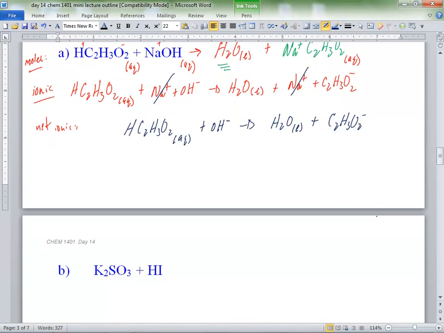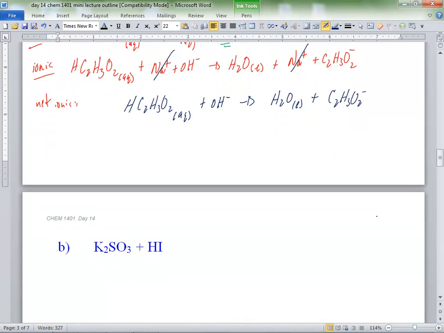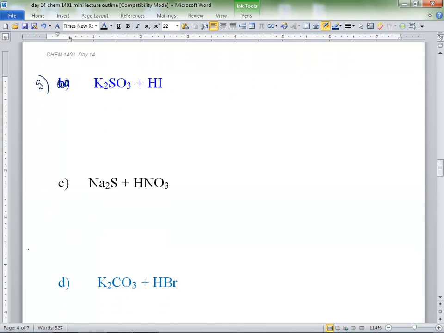So I want to jump down to potassium sulfite and HI. I think that's G in your notes. Right, is that G? Yeah, that's G. Change that to G. Okay. Try this one. Potassium sulfite and HI. The first question you ask yourself, solubility or reaction 1 through 4? And have that cheat sheet. Try not to use your notes. Try to depend on this cheat sheet. Okay? Use the cheat sheet.